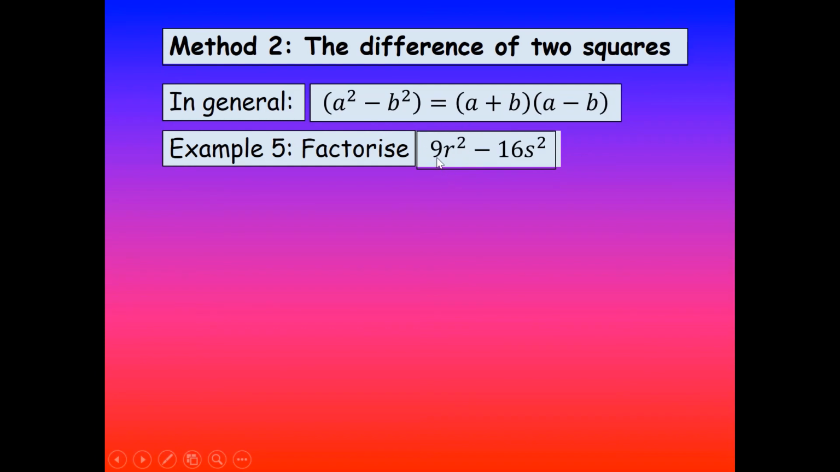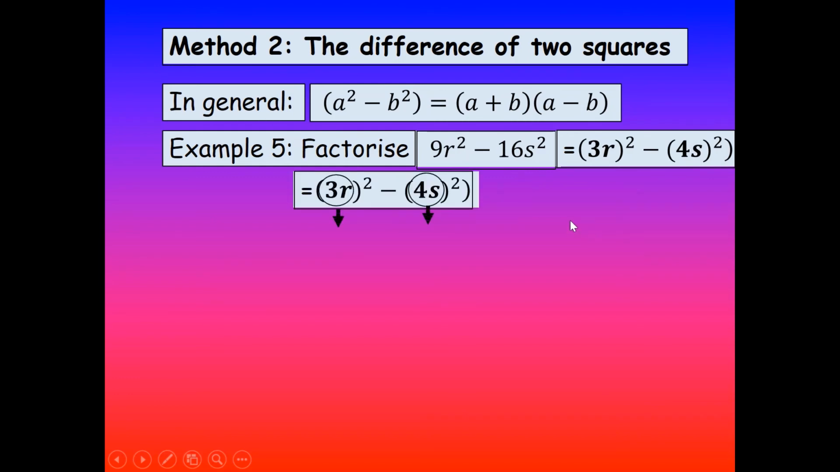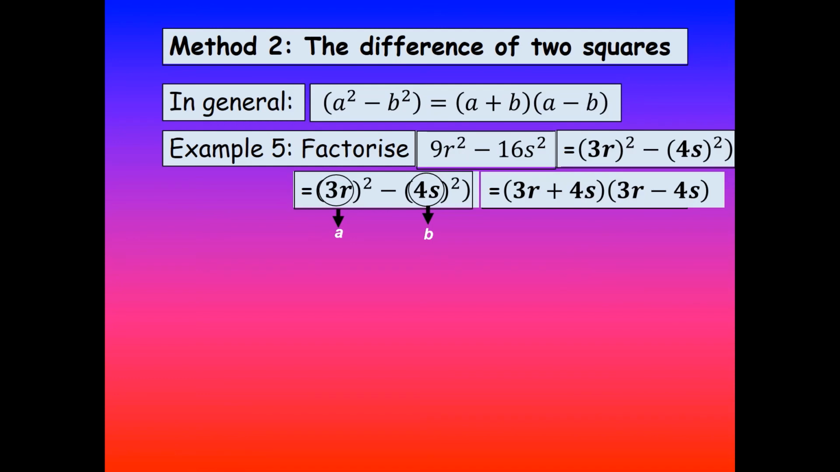So I have to think how I can write 9r squared in a square form and 16s squared in square form. You would have guessed it, it's 3r whole thing squared, because 3r times 3r is 9r squared, and 4s whole thing squared means 4 times 4 is 16, and s times s will be s squared, and that gives us the value for a. So 3r is a, and 4s is b. Now putting this in the general form, a plus b into a minus b. So the final answer is 3r plus 4s into 3r take away 4s.